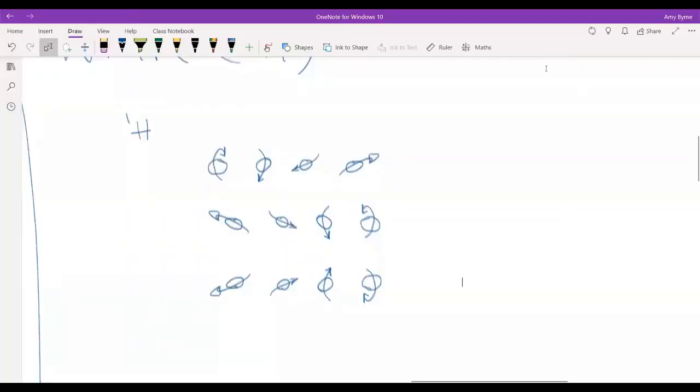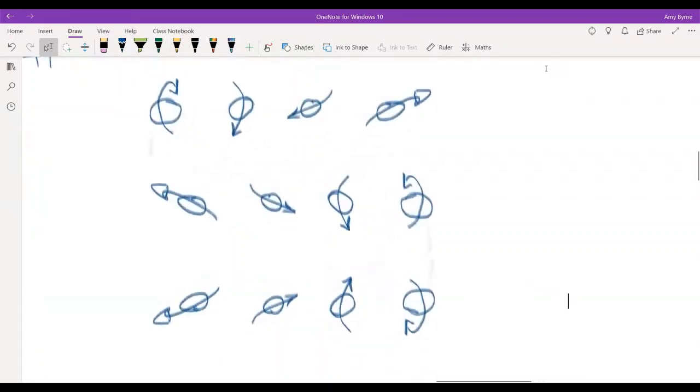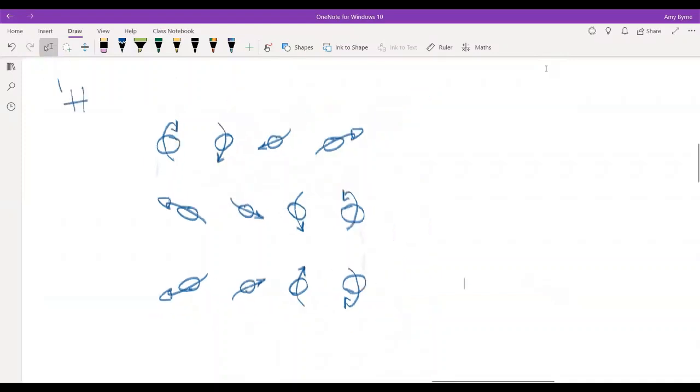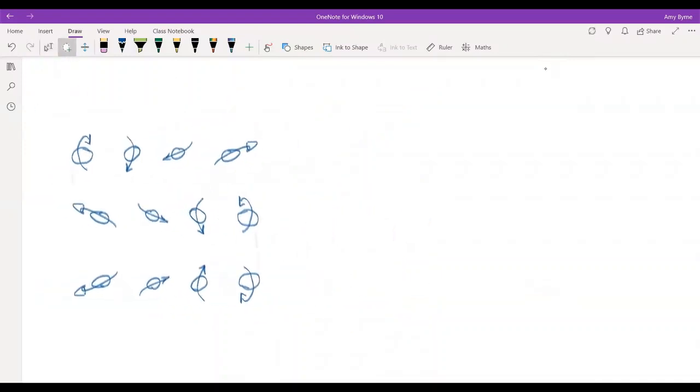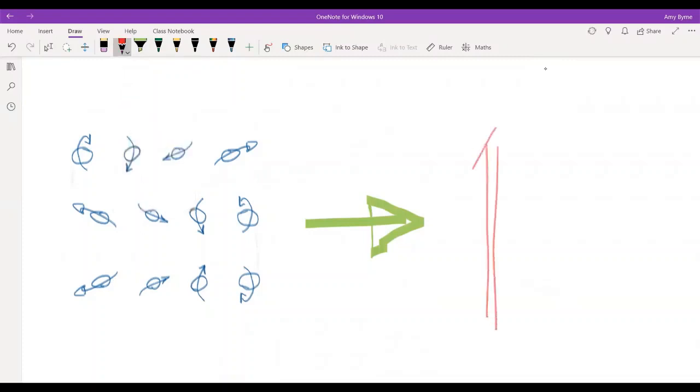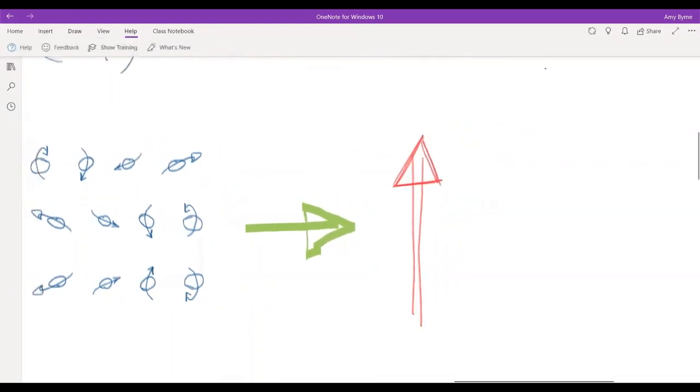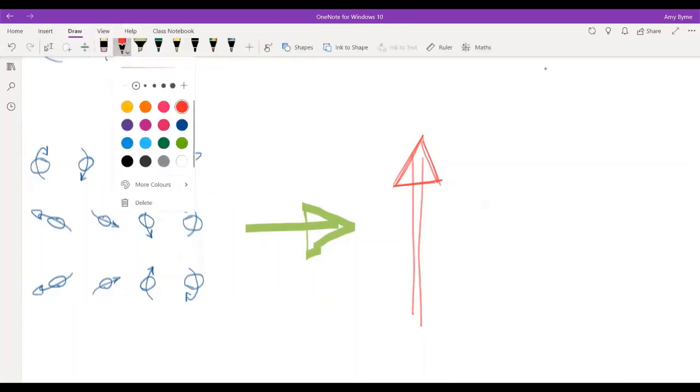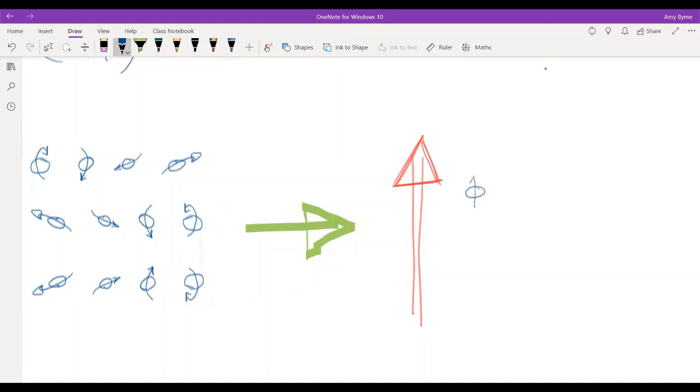Okay, so I have made a sample here that has all of my protons going in not quite random, but random enough directions. What happens when I apply a large external magnetic field, pointing in this direction, is that all of my protons' spins line up with the magnetic field.